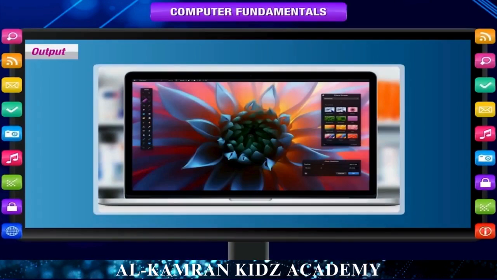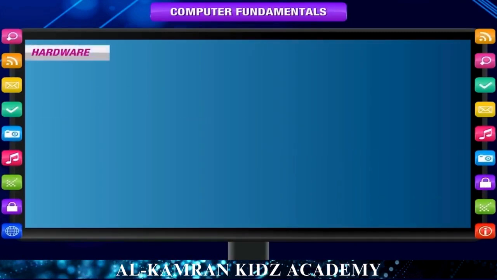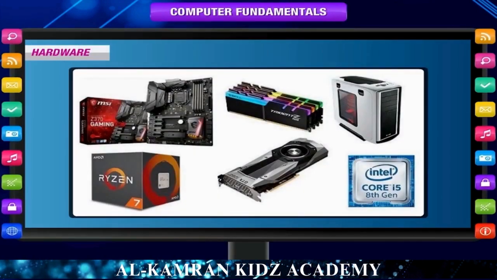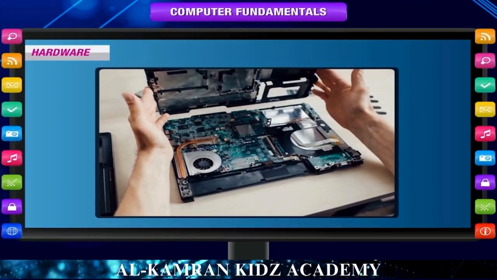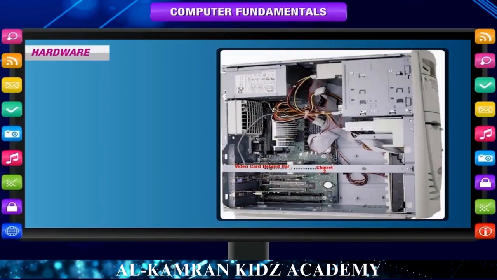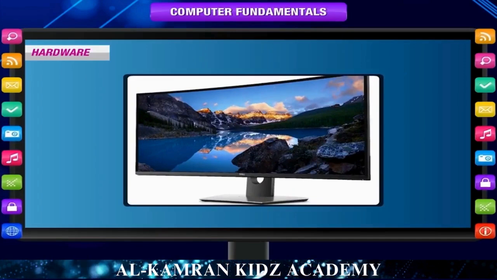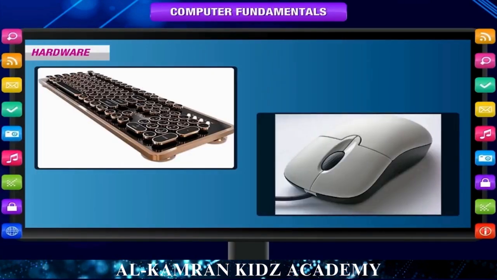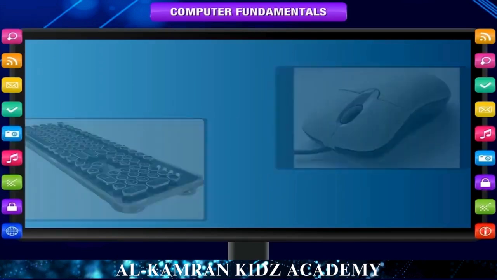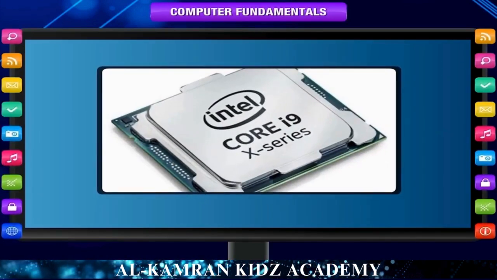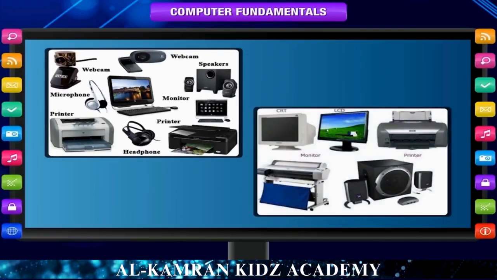There are two main parts of a computer system, hardware and software. Hardware. The physical parts of the computer are called hardware. Hardware is any part of a computer that you can see and touch. The computer system includes the Central Processing Unit or CPU, display unit or monitor, keyboard, mouse and any other electronic components. Hardware can be classified as Central Processing Unit or CPU, input devices, output devices, and storage devices.